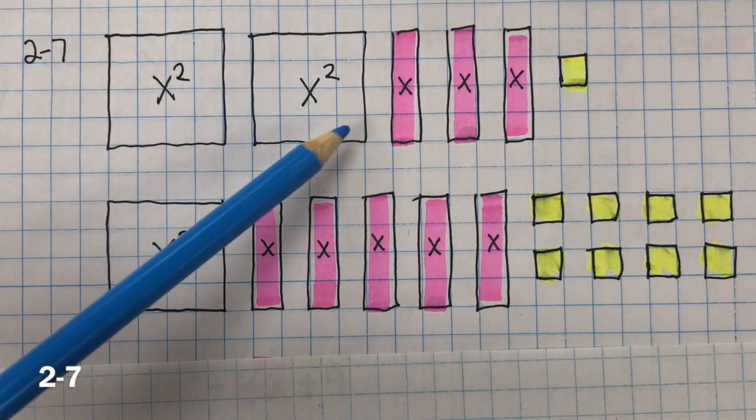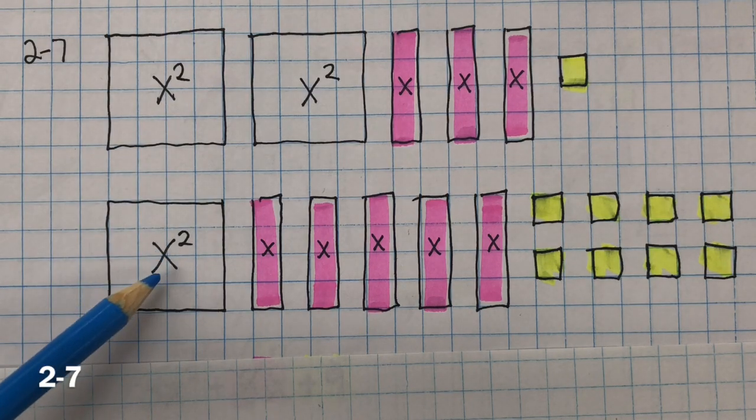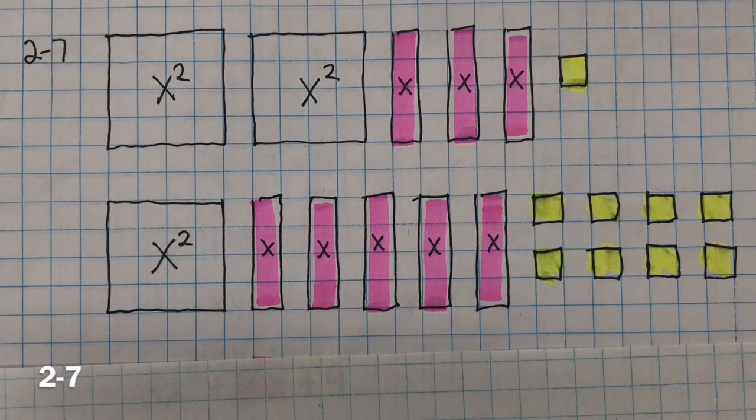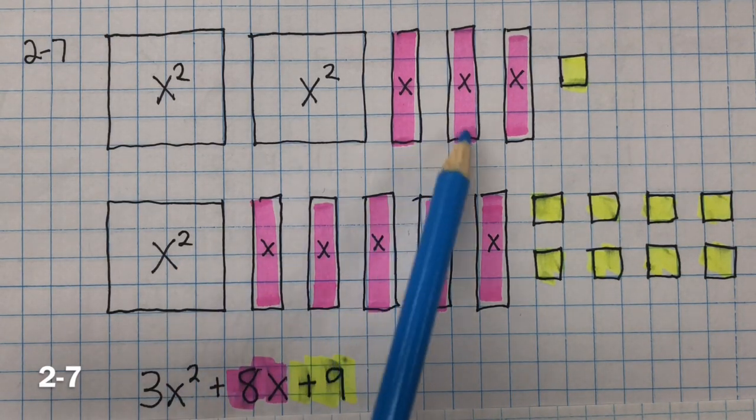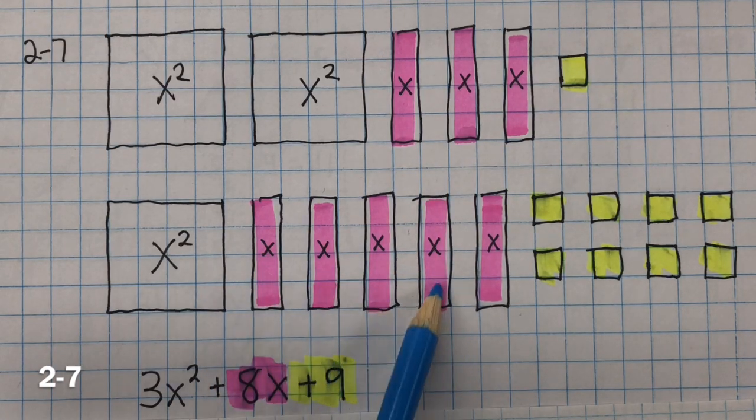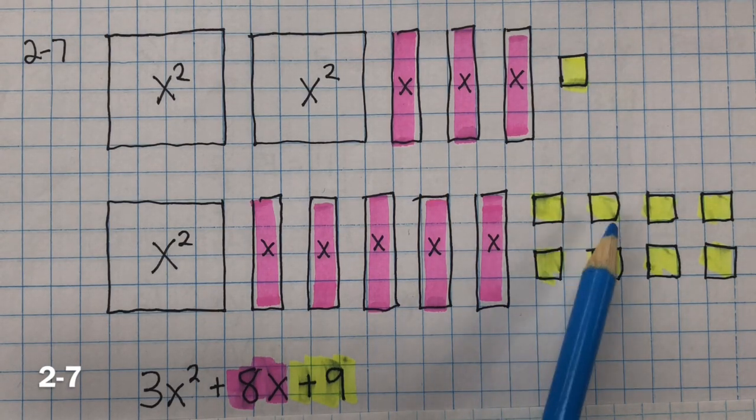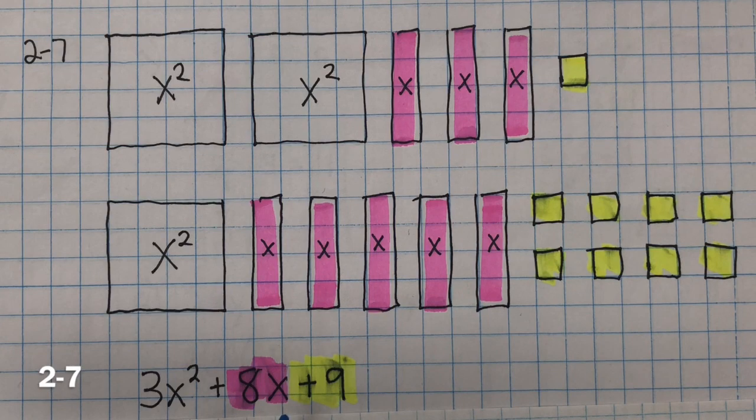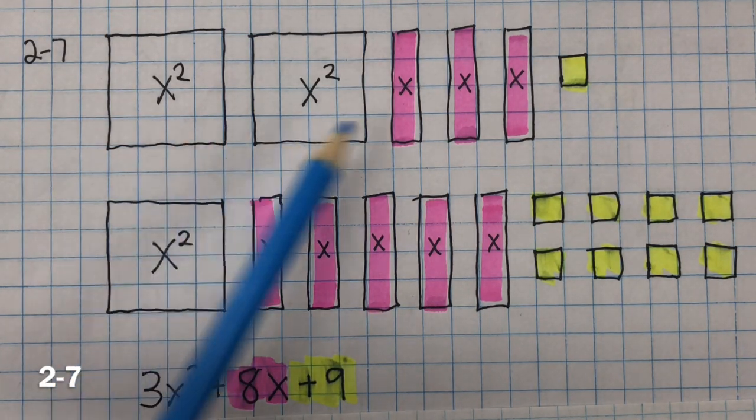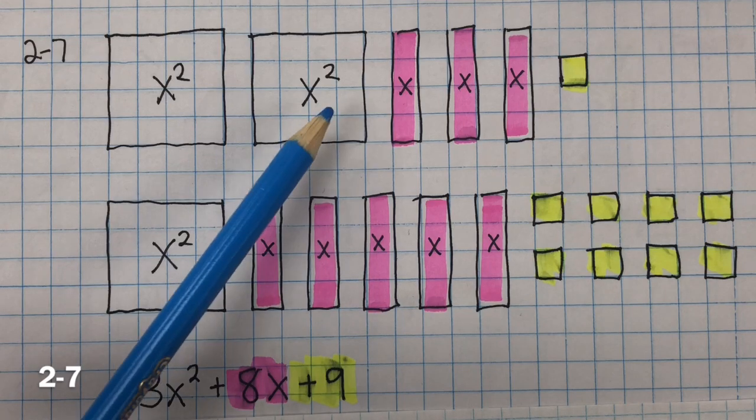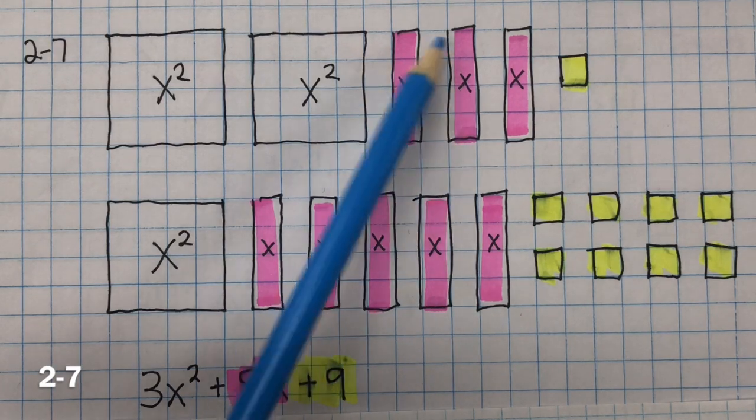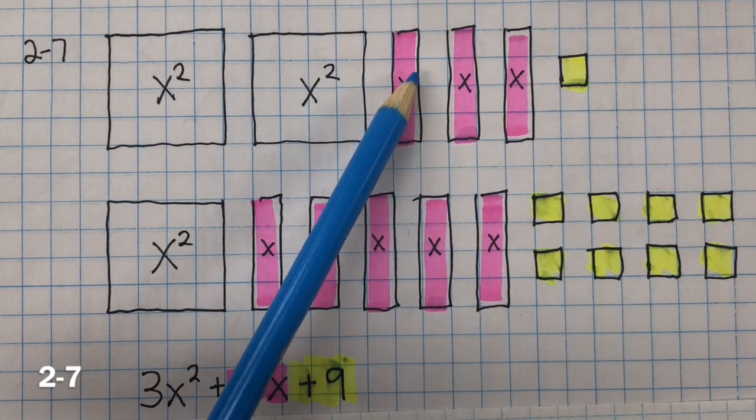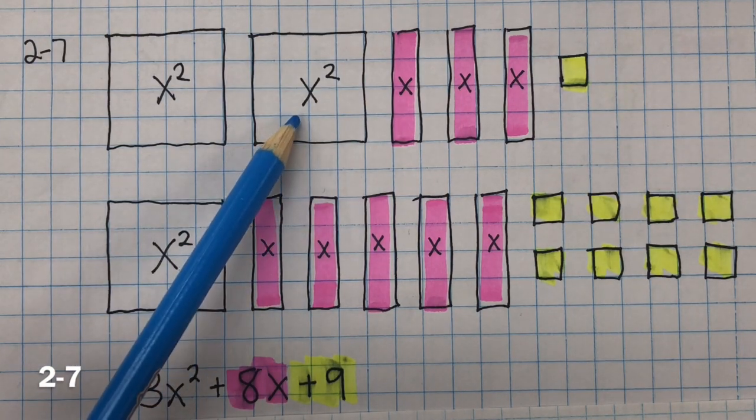So each X squared tile are like terms. So 1, 2, 3 X squares. Then we look at the X tiles, 1, 2, 3, 4, 5, 6, 7, 8, 8X. And then 2, 4, 6, 8, 9 unit tiles. So algebra tiles are great because you can see the difference between X squared and 2X. So this is 1X, 2X, this is 2X. So there is definitely a difference between X squared and 2X.